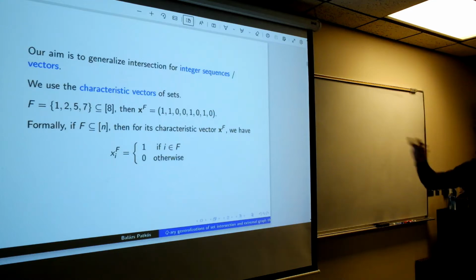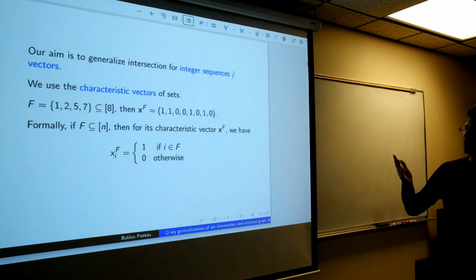And the way we go from sets to vectors is by taking characteristic vectors. So for example, if we have the set {1, 2, 5, 7}, and we consider the underlying set to be the first 8 integers, then what we do is introduce a vector of length 8, because there are 8 possible elements, and for each element we say with a 1 that it's there in our set and with a 0 that it's not there.